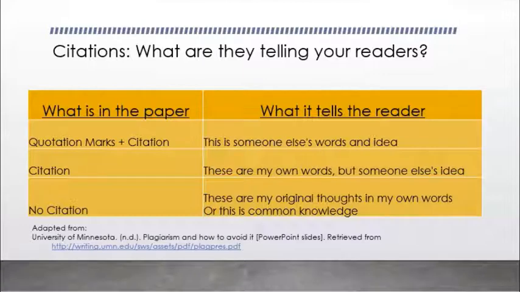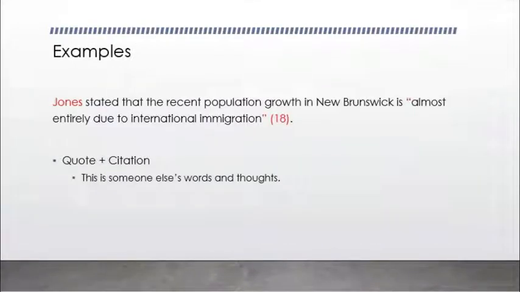If they do not see a citation, they will know that this is your own thoughts, opinions, or conclusions about the information, or that this is common knowledge. Information like Moncton is a city in New Brunswick is widely known here and very easily verifiable. Common knowledge like that does not need a citation. Let's look at some examples.